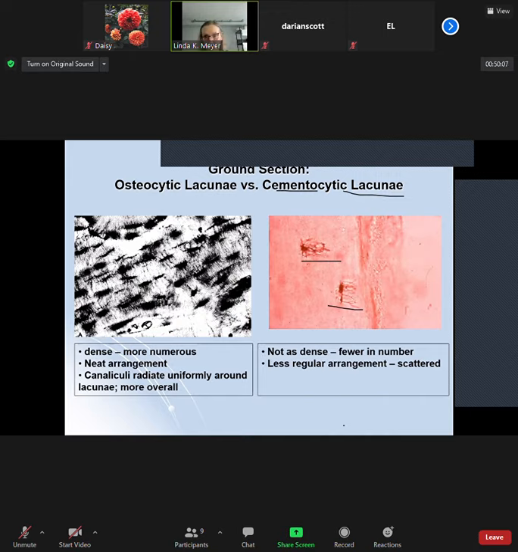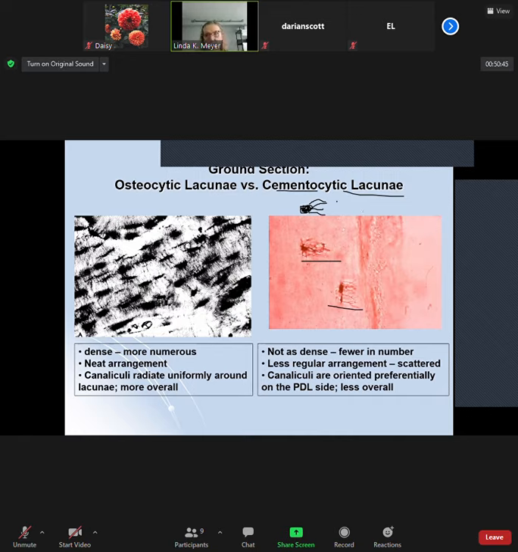And then finally, if you notice, the canaliculi are oriented to one side. So here I'm going to draw a cementocytic lacuna, and its canaliculi are oriented to one side, just like when I showed you that electron micrograph of the cementocyte, the cell processes were oriented to one side. So they don't go uniformly around the lacuna. They're on one side.